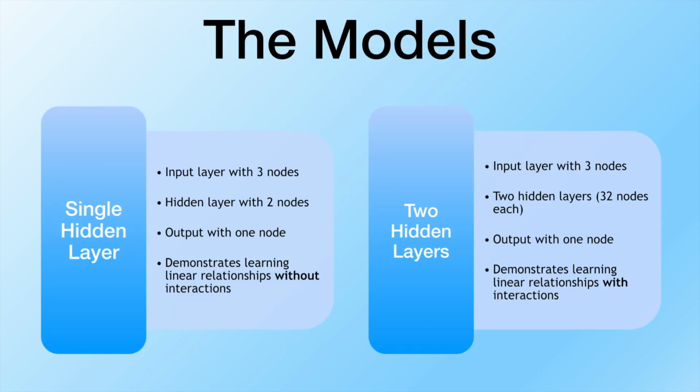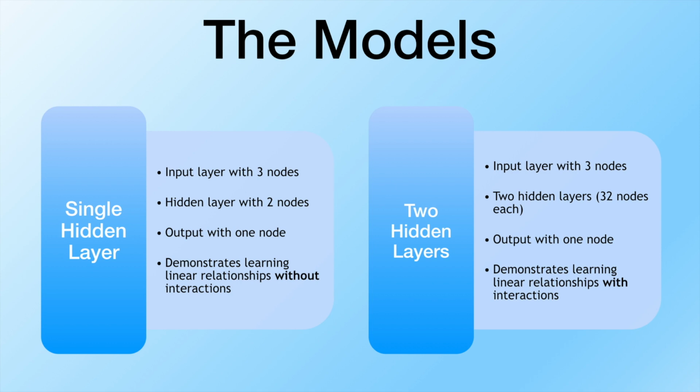Here we have a summary of the 2 different models that we're going to be building using TensorFlow. We have the single hidden layer neural network, which is going to have an input layer with 3 nodes, so that means that our data is going to have 3 attributes. We'll have a single hidden layer with 2 nodes, which should be enough to learn simple linear relationships. Our output is just going to be a single node, and that's because we're actually going to be doing a linear regression problem with this. So instead of a classifier, we're going to have a neural network acting as linear regression. And this network is going to be demonstrating learning linear relationships without interactions.